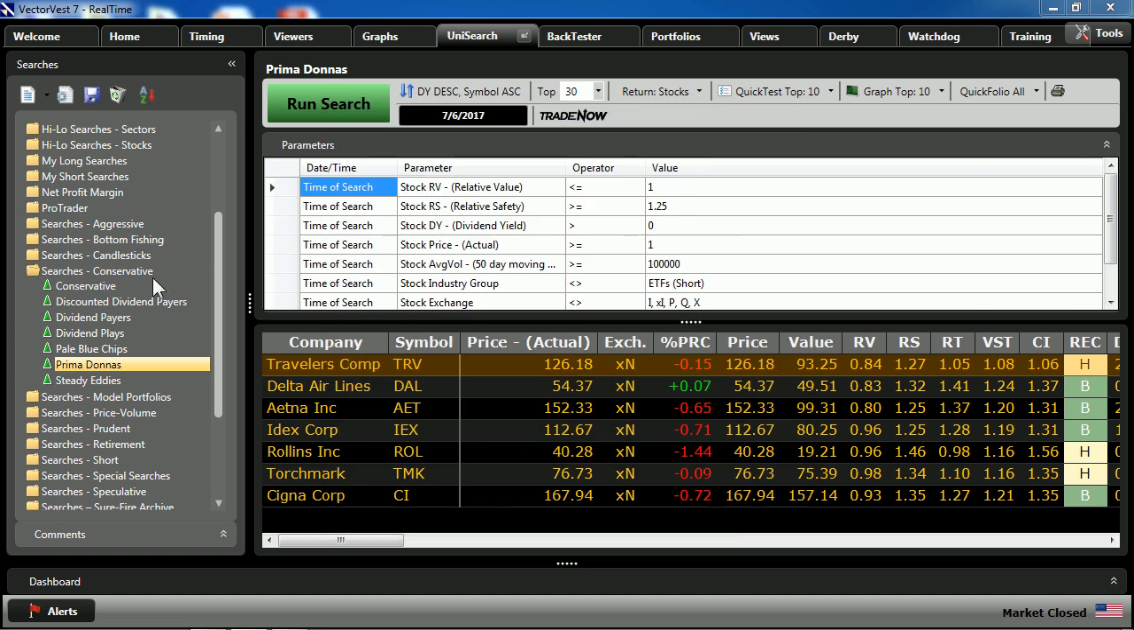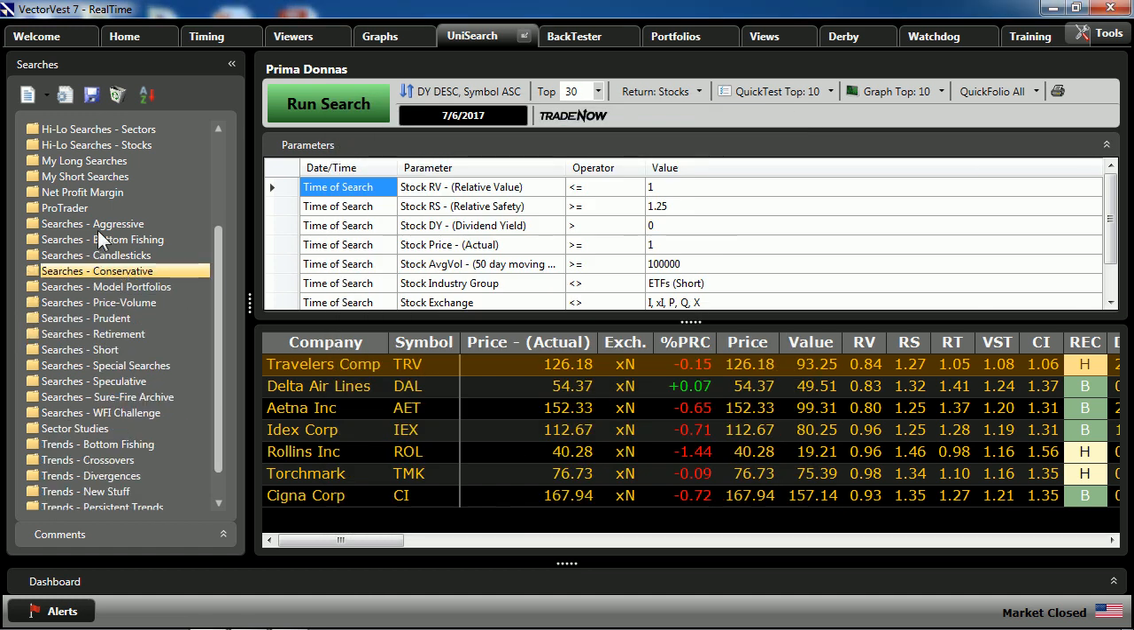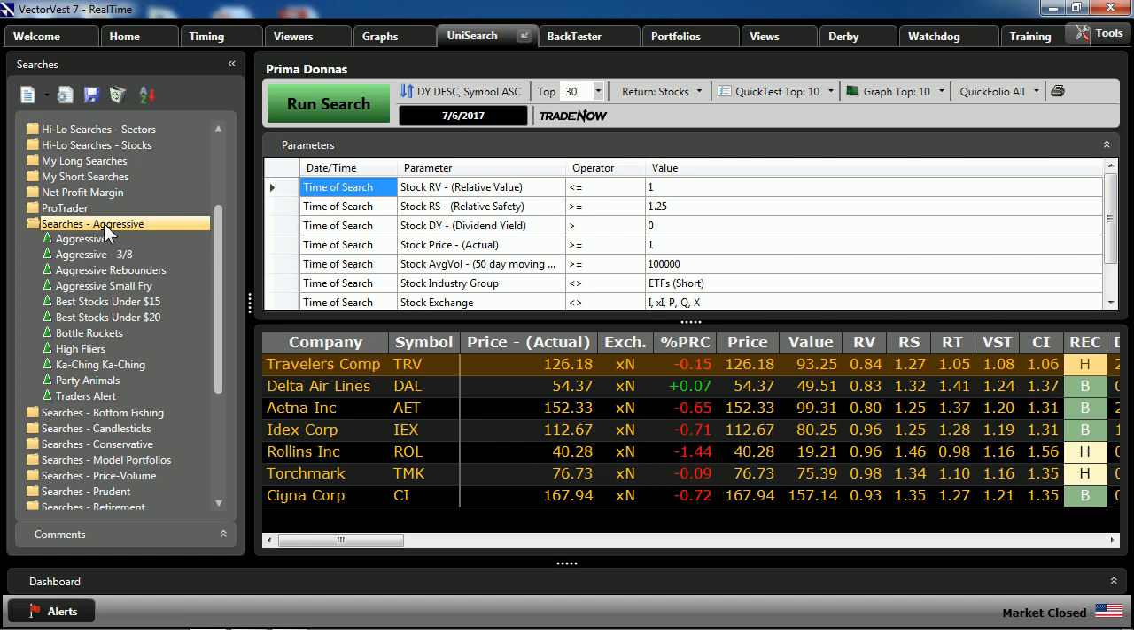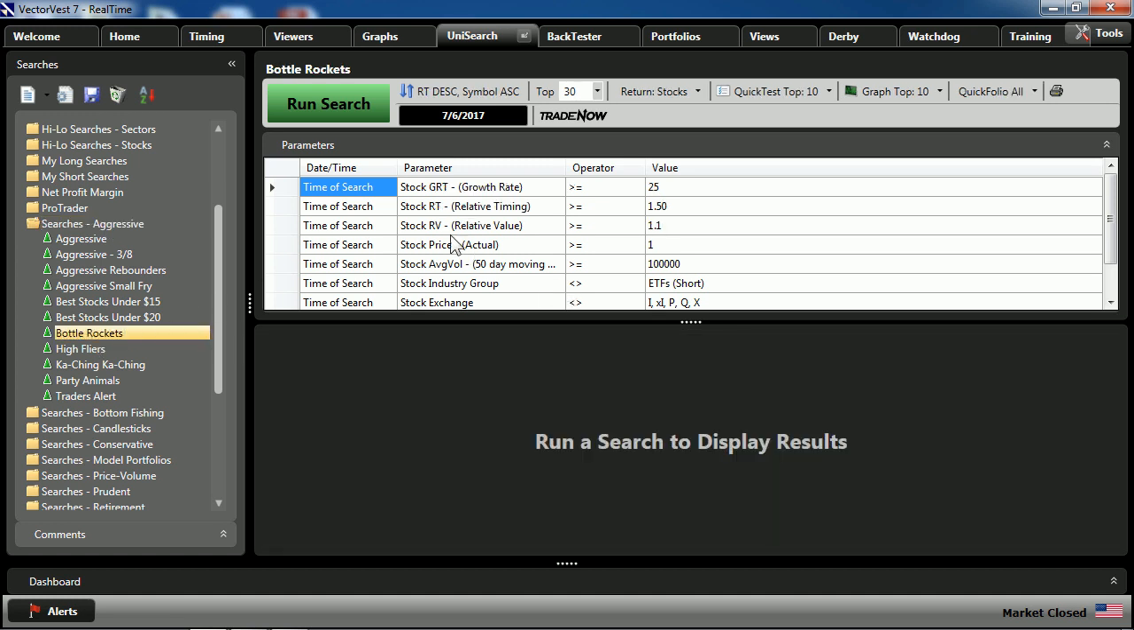If I close this, if I move over to the aggressive folder and select bottle rockets, so in this case, we're looking for relative value ratings greater than 1.1. Remember, we want them to be greater than 1. And the relative timing, aggressive traders want stocks that are going up in price. These stocks will have a relative timing score greater than 1.5, which is excellent on a 0 to 2 scale.